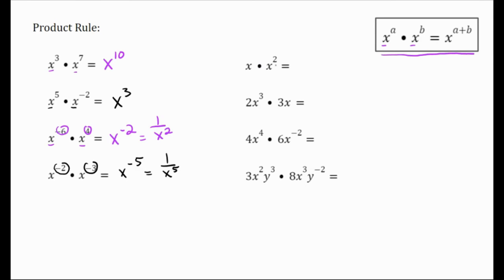Next, x times x to the power of 2. Now, when we have no number here, it's just like we have an invisible 1. And since we're adding them together, we end up getting a total of x to the power of 3.